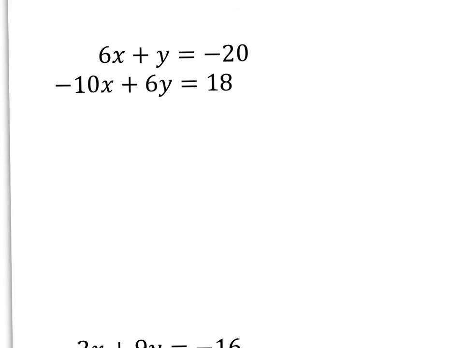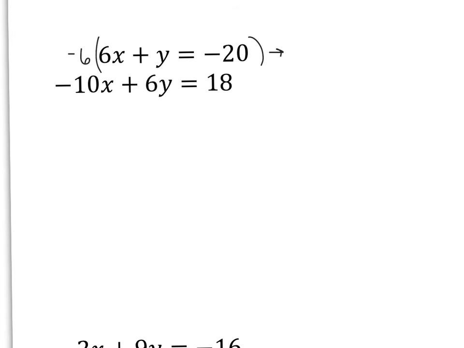6x plus y equals -20, and -10x plus 6y equals 18. Let's change the first equation with that 1y to be a 6y. So all we would have to do is multiply the top equation by, let's multiply that by -6, and then we'll be able to add the equations, and this -6y and positive 6y will cancel out.